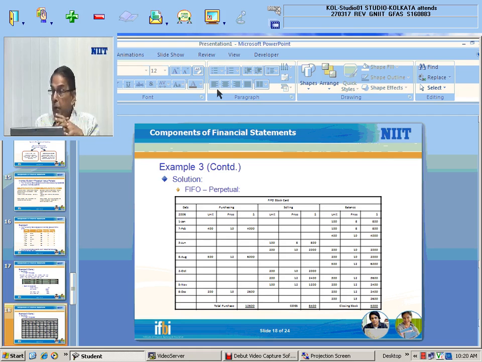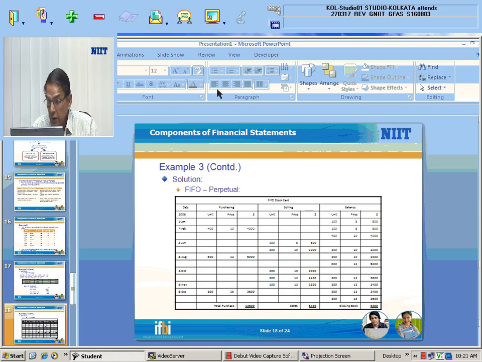Under the perpetual inventory system, a detailed record of inventory is kept day-wise. Whenever inventory is purchased or sold, a detailed record is maintained by the company for each purchase and sale of inventory. In a periodic inventory system, the detailed record won't be available. Only at the end of the year, the inventory will be counted and its value will be determined using the FIFO method. That is what we have done.